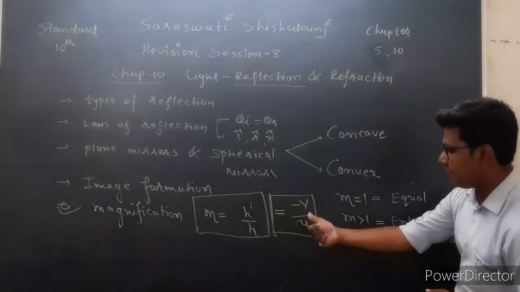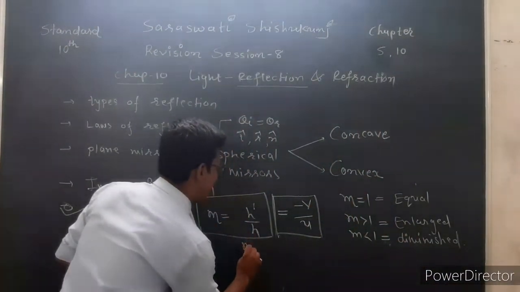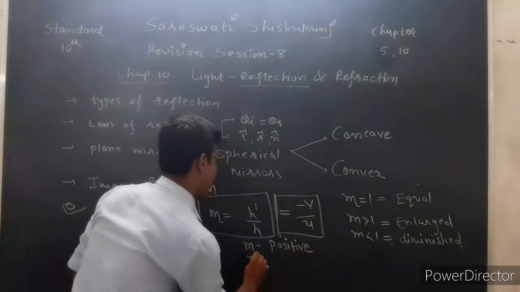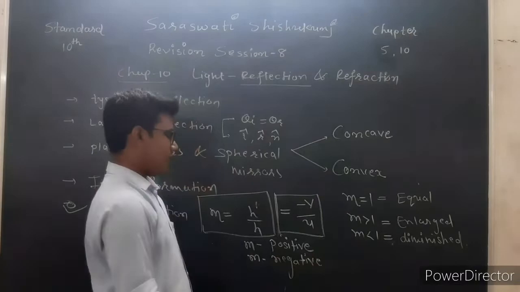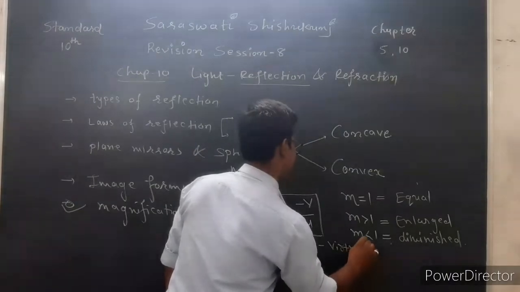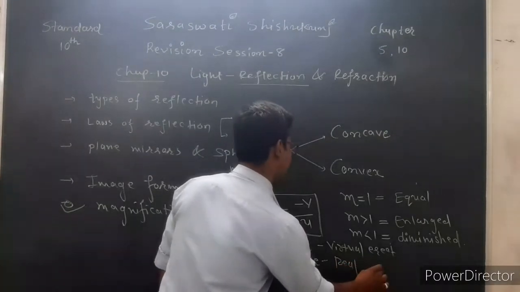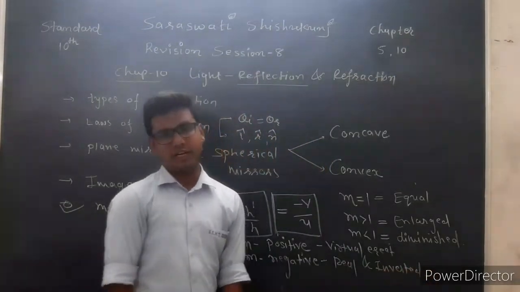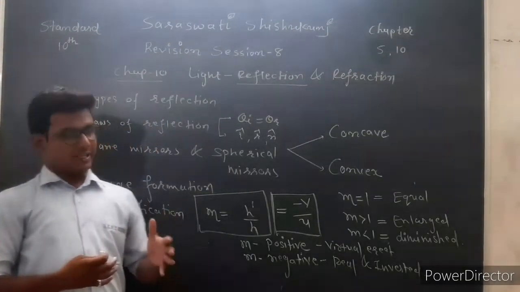So we will get minus V by U, right? For 3 different cases we are getting this. Now, if the value of m is positive and if the value of m is negative. If the value of m is positive, we will get virtual and direct image, and if it is negative, we will get real and inverted image, right? So this we have to keep in our mind. Different types of MCQs or short questions can be asked from this concept.